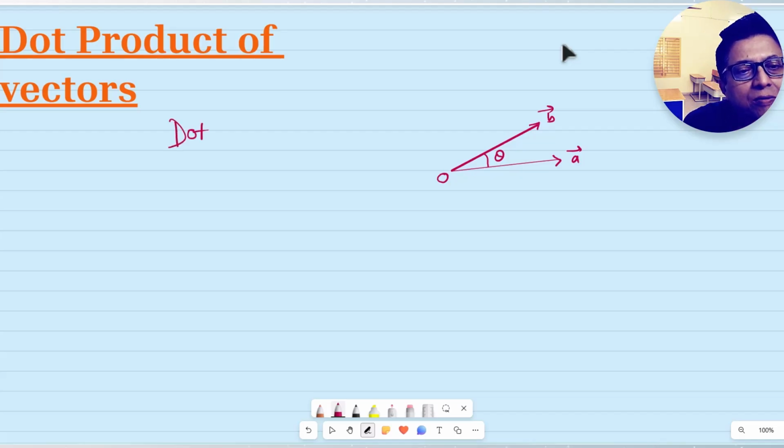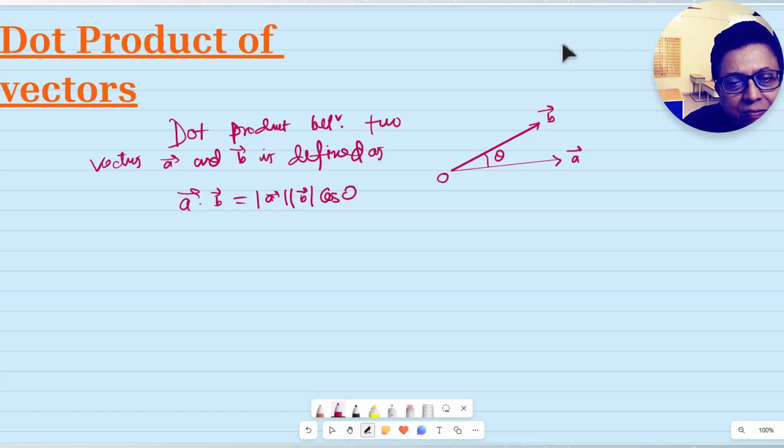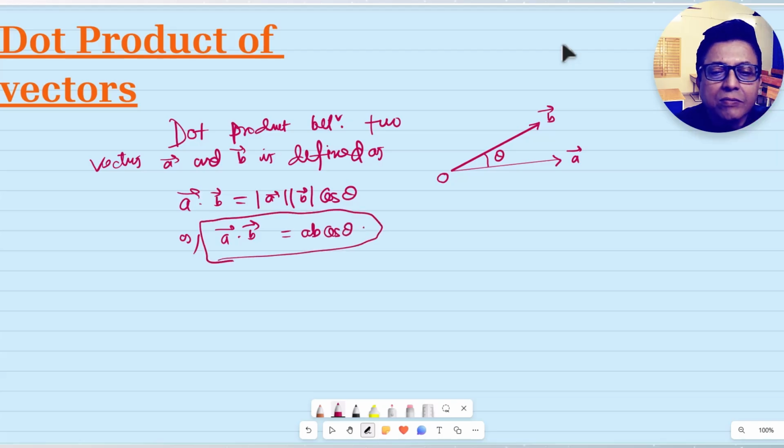So the dot product between two vectors A and B is defined as A dot B equal to mod A mod B cos theta. You can simply write A dot B equal to AB cos theta. Okay?